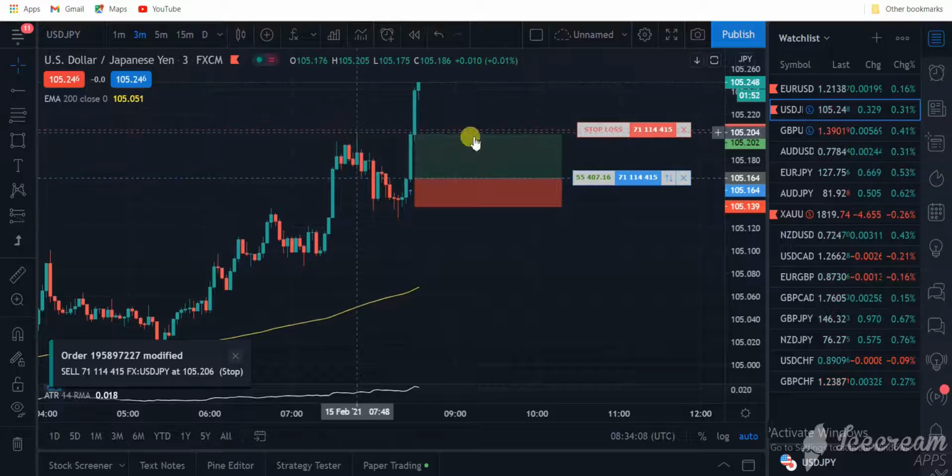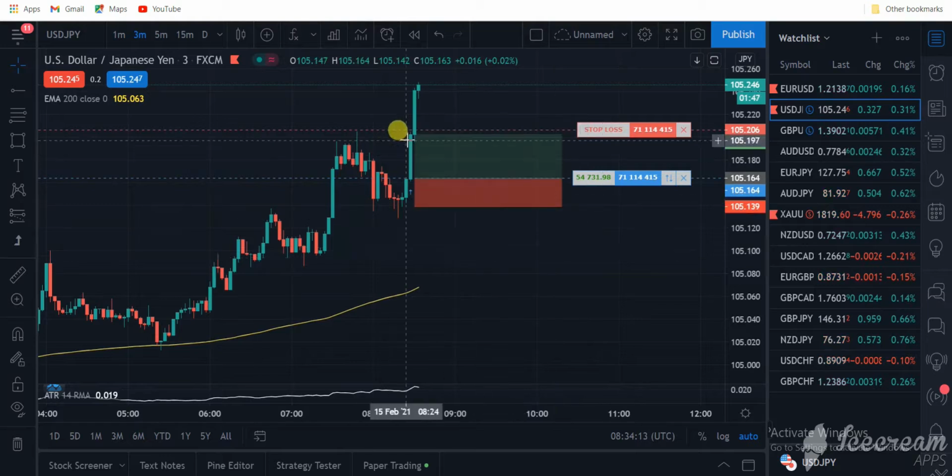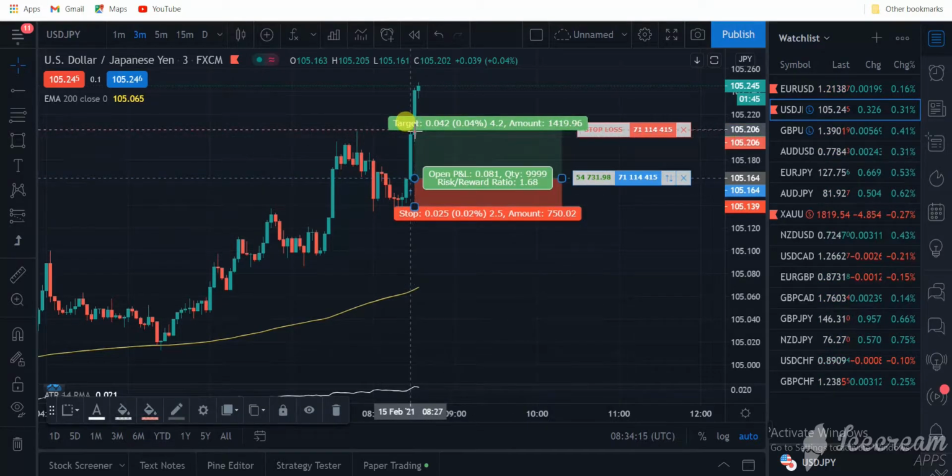This high, I think it's a good option to just close the entire trade. As you can see, the market has broken past this high. The market might come back to.